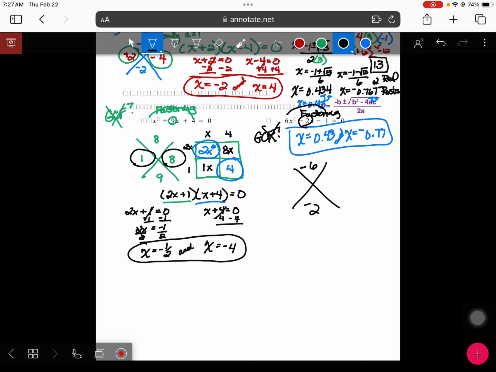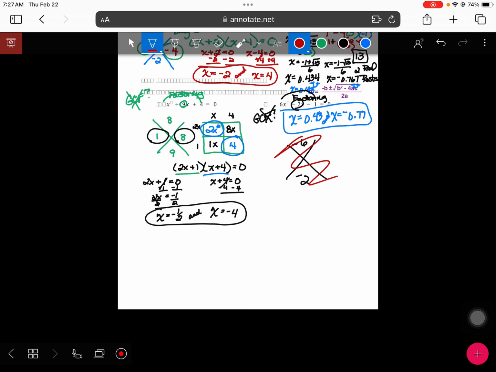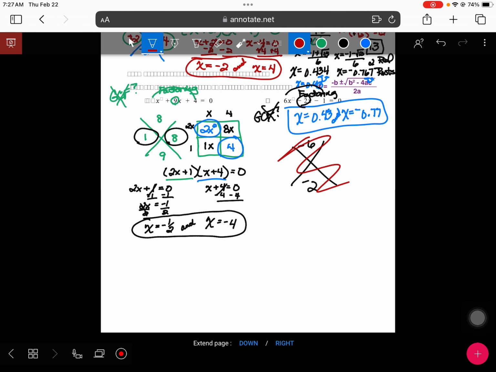Are there factors of -6 that add up to -2? 1 and 6, 2 and 3? No, not looking good. So, hey, we can skip this problem, right? No, that means we need to go to quadratic formula.